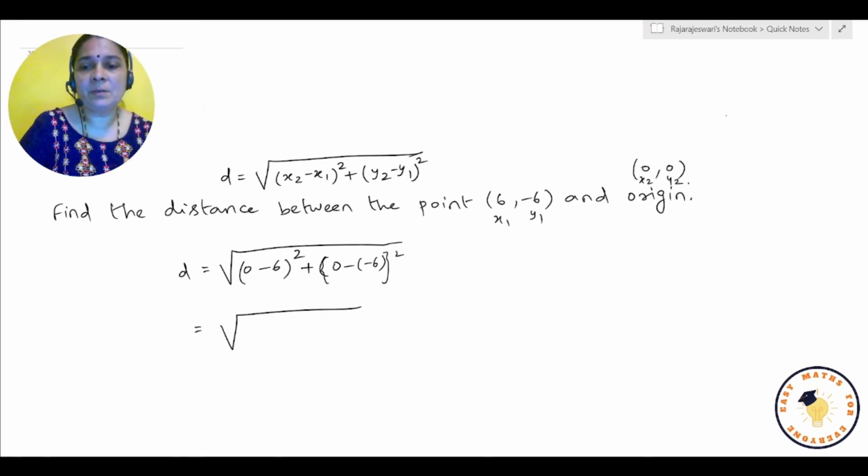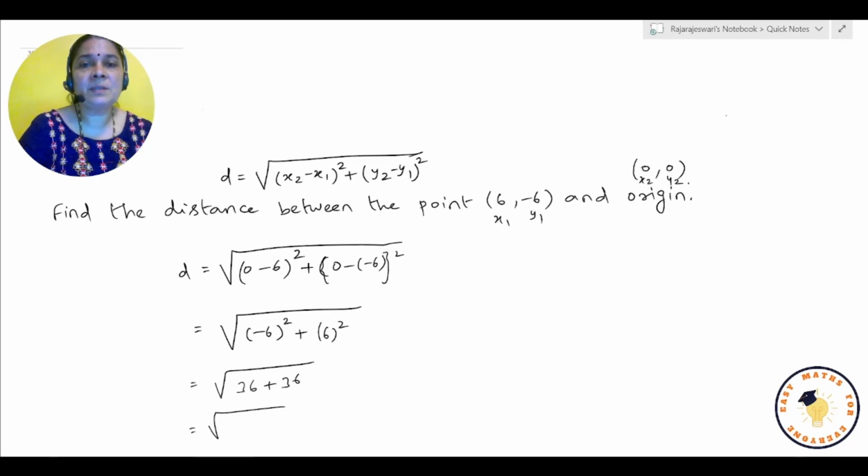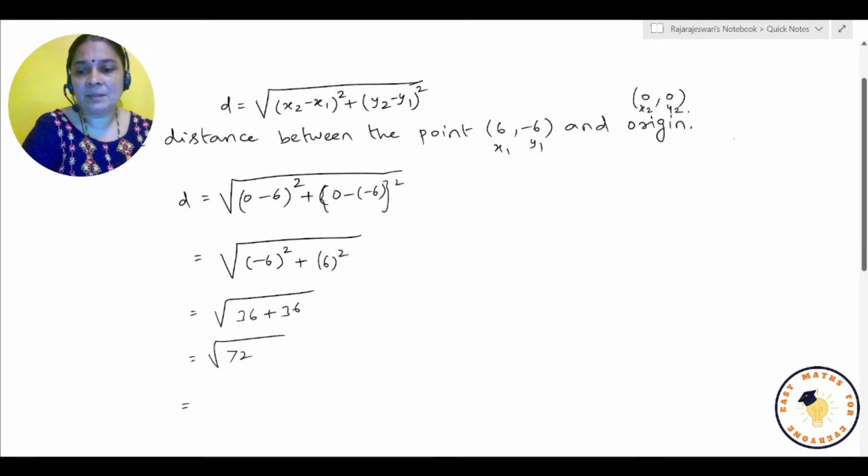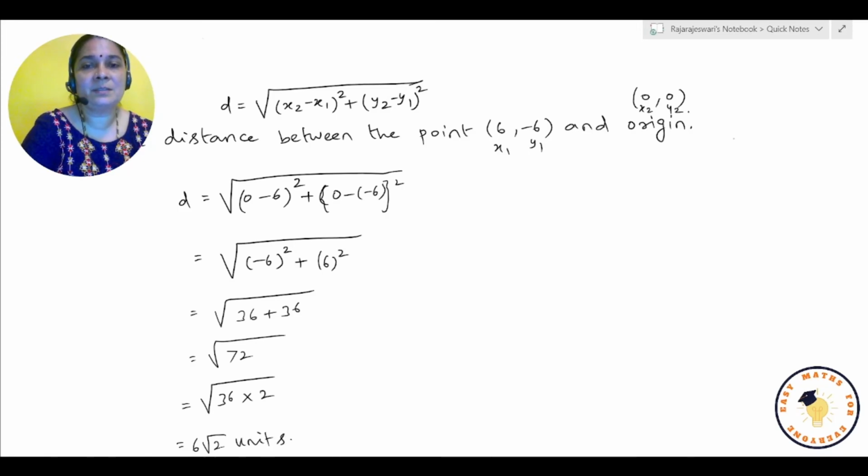So this is equal to (0 minus 6, which will be minus 6) whole square plus (0 minus of minus 6, which will be 6) whole square. This is equal to minus 6 whole square, which is positive 36, and 6 square is again positive 36. So 36 plus 36 will be equal to 72, which can be further reduced as root of 36 multiplied by 2, and this 36 comes out of the root as 6 and root 2 stays inside the root. So the distance D is 6 root 2 units.